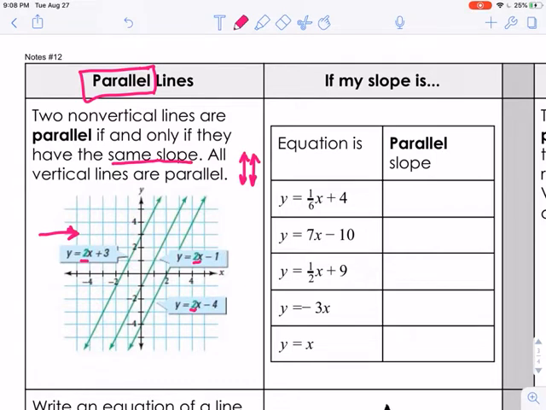Right, so we can do some very quick checks here. If we know that our equation is y equals 1/6 x plus 4, and if we know this is our slope, then we know that our parallel slope would be 1/6. Same is true here. If our slope is 7, then our parallel slope is 7. If our slope is 1/2, then our parallel slope is 1/2. If our slope is -3, then our parallel slope is -3. And for our first one, there doesn't look like there's anything there. You can remember there's an imaginary 1. So our slope would be 1.